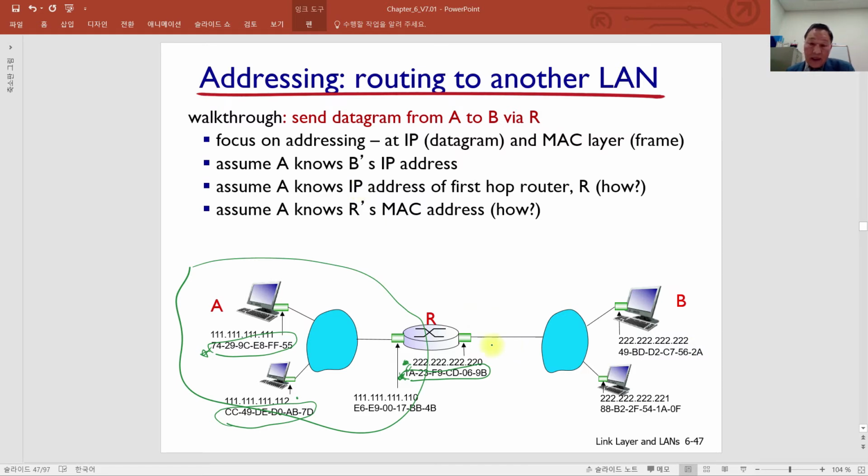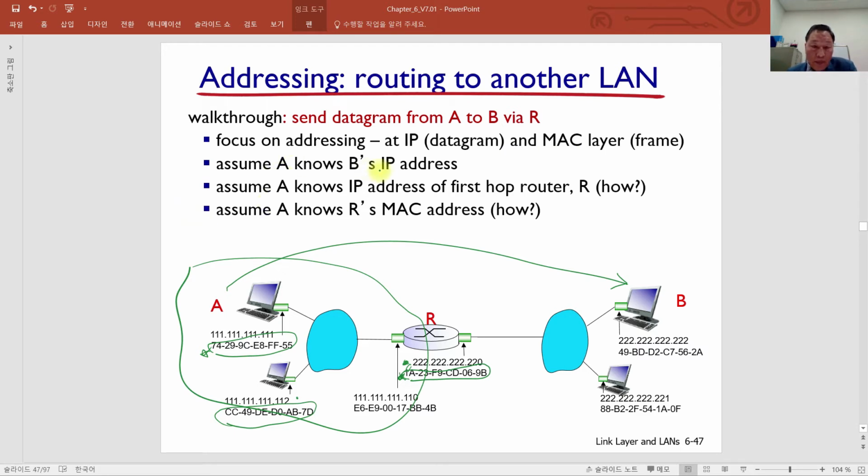This is the figure we referred to already, but now it is extended to another subnet. Let's read this first. This one is about addressing and routing to another LAN. This one is another LAN. We walk through sending a datagram from A to B via router R, focusing on addressing at the IP and MAC layer frame. We have a similar homework assignment. After solving that homework assignment, you can understand better. Thus, before solving the homework, please try to understand this first.